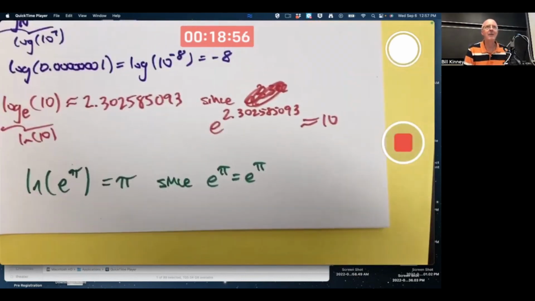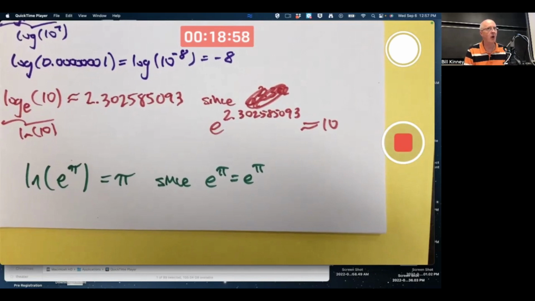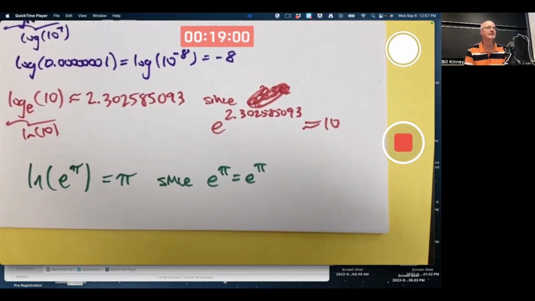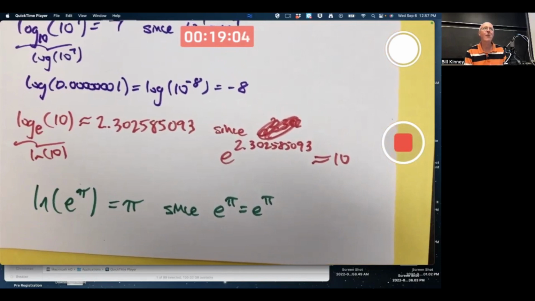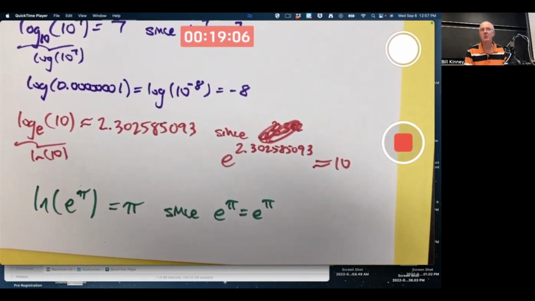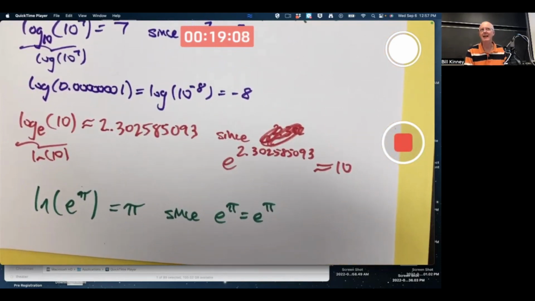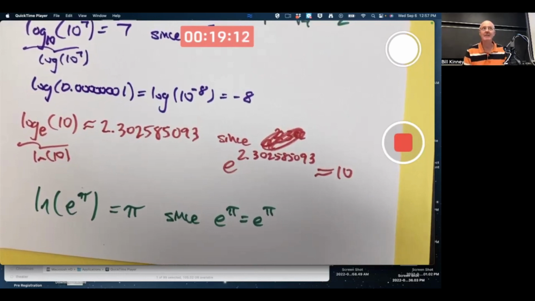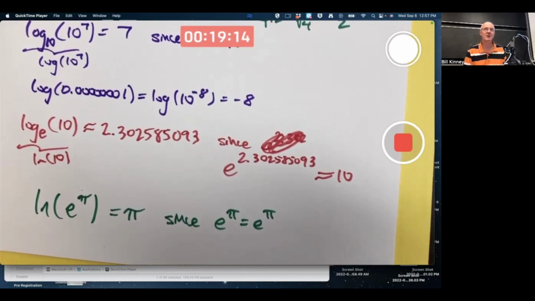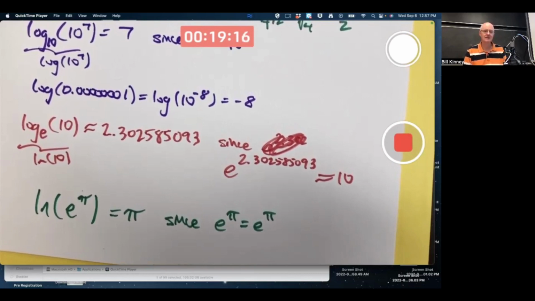Okay, math is not about memorization, though it is good to memorize things sometimes for the sake of a test, at least. And it can help long-term memory, too. So I'm not saying memorization is bad. I think it can be good, but it's certainly not the end-all, be-all.